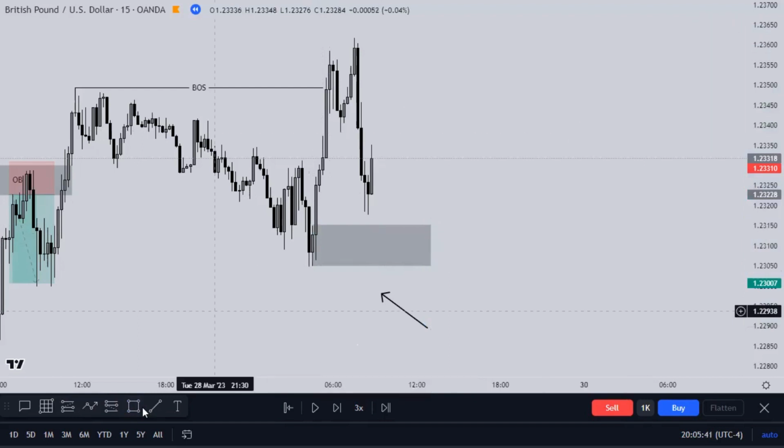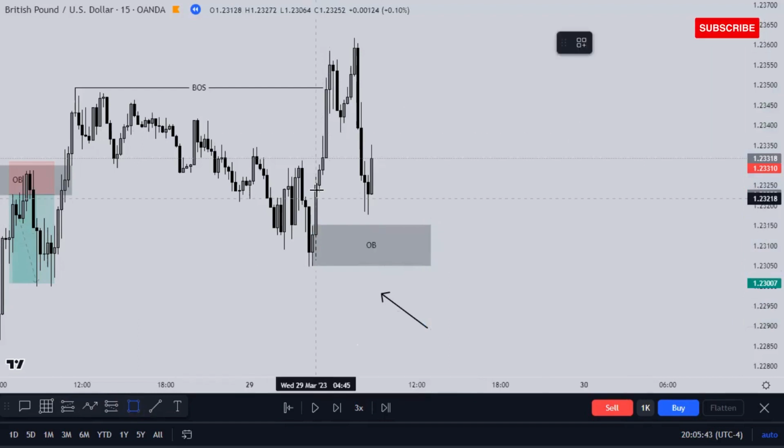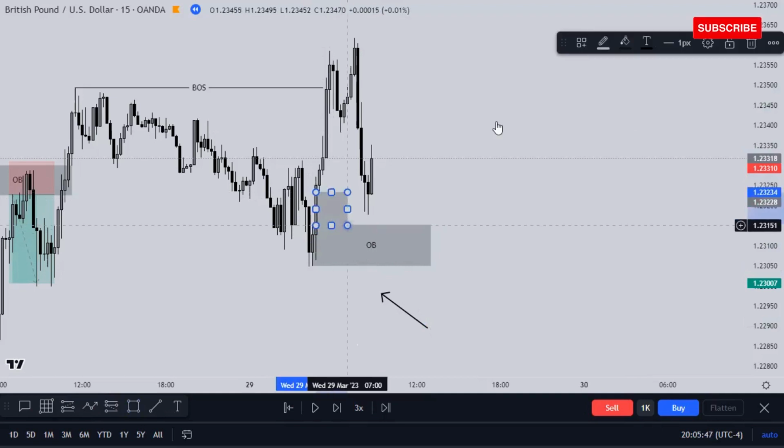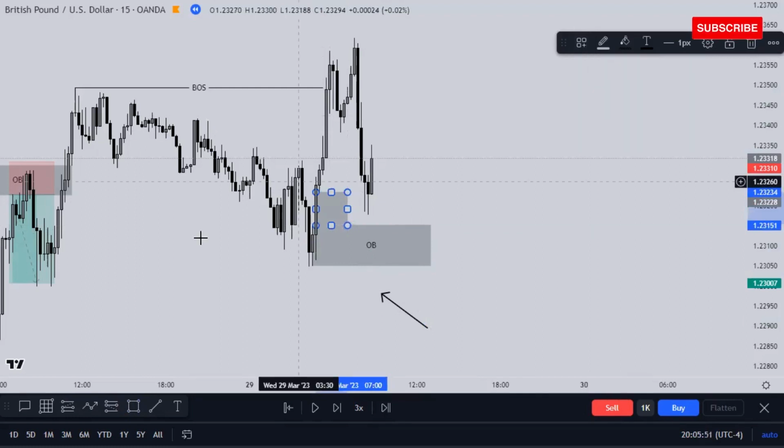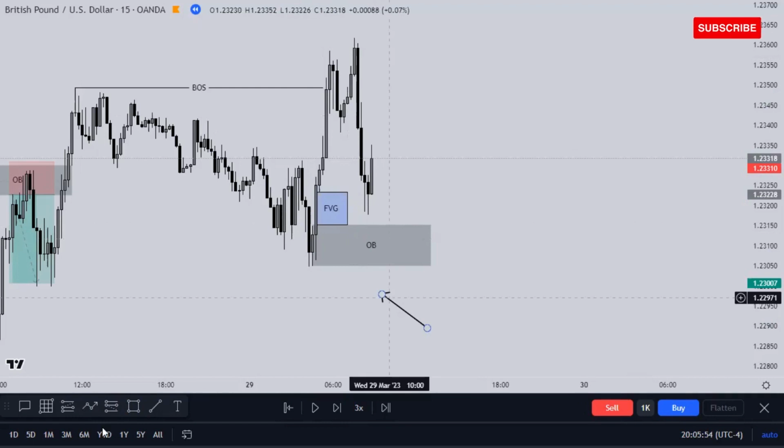Then where's my fair value gap? This fair value gap, the most important, is the first thing I check before checking for any other block. This is the first thing I look out for. Fair value gap, very, very important. So this is how the losing trade came about.